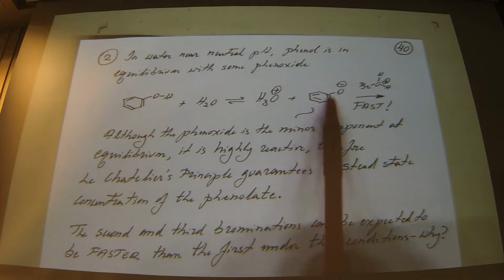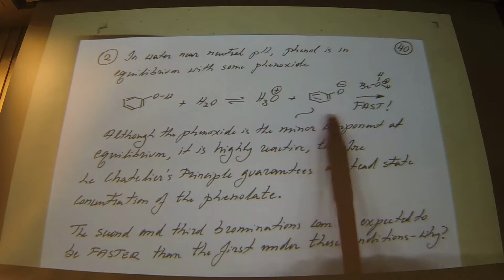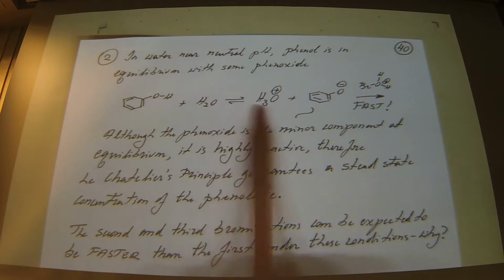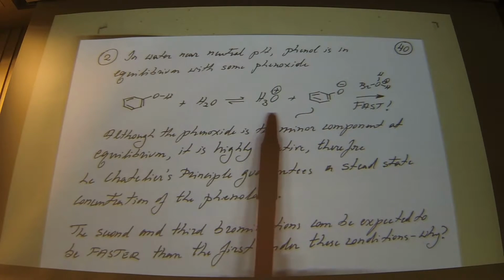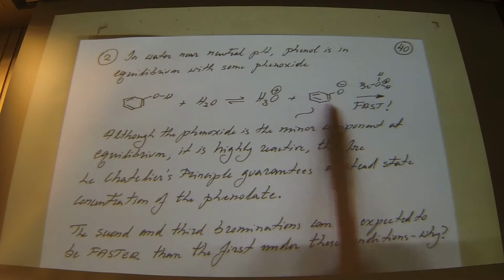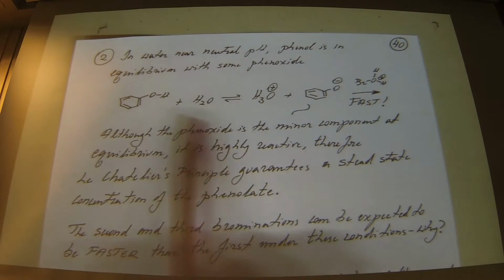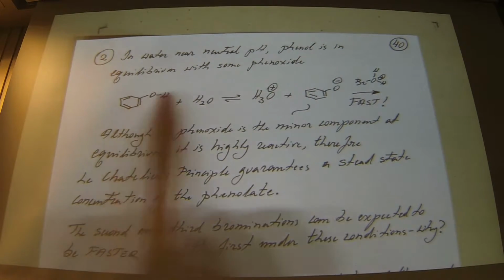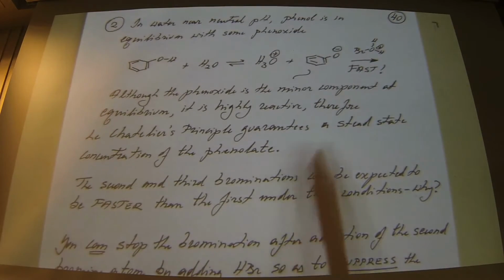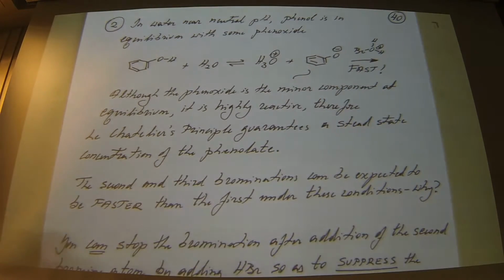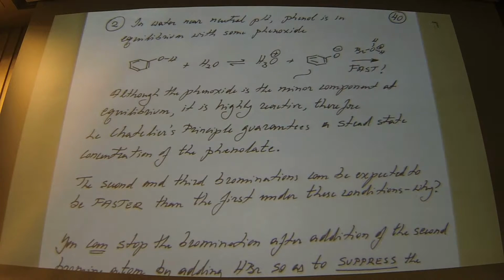And you say, well, if this is a minor component, how important can it be? Yeah, but this equilibrium is constantly being established. This is being taken out of circulation by bromination, so Le Chatelier's principle is pushing this equilibrium from left to right. And so you end up with a steady state concentration of the phenolate. The phenolate is probably what is getting brominated because it's so much faster than the phenol.